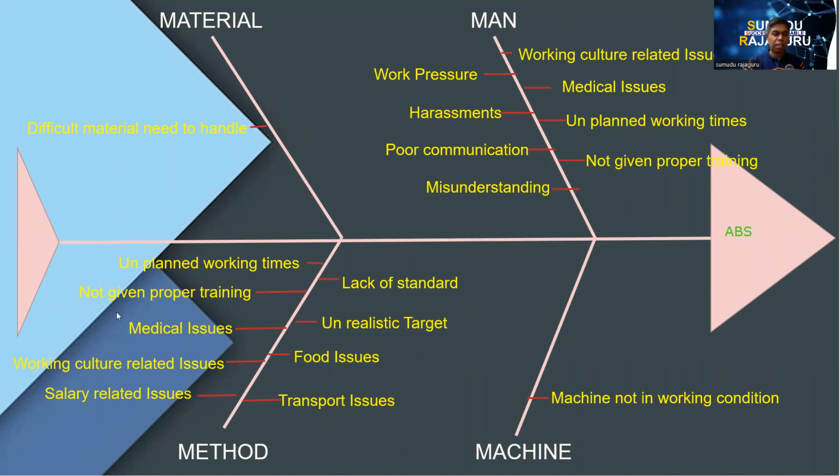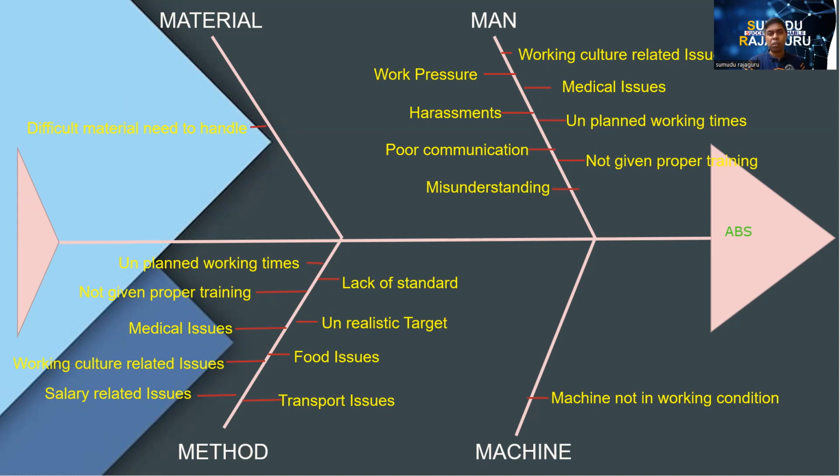Then there are some I categorized under method also: unplanned working times, not given proper training, medical issues, working culture related issues, salary related issues, lack of standard, unrealistic target, food related issues, transport related issues. Under machine: machine not in working condition. Under material: difficult material to handle.